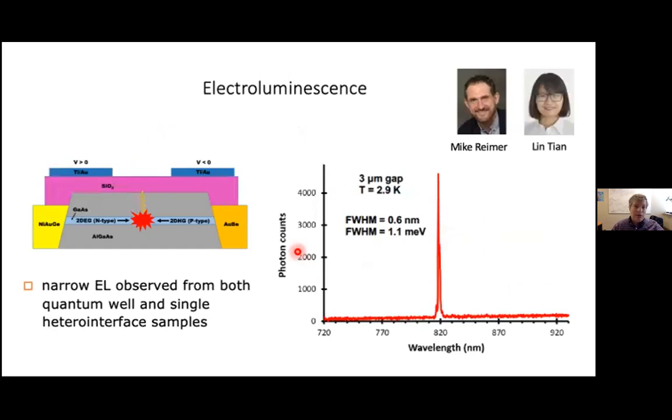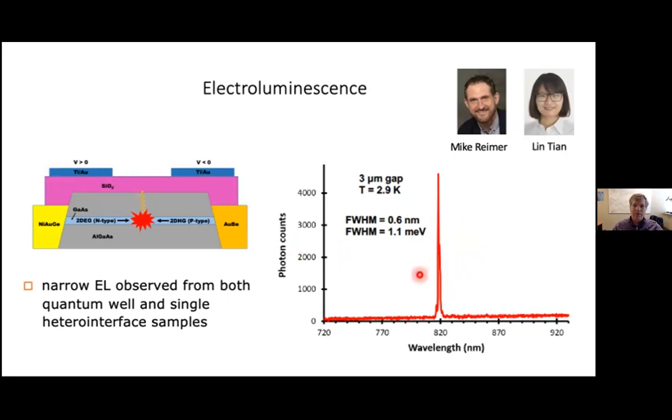Okay, so moving on to talk about electroluminescence, my colleague Mike Reimer here at Waterloo has a photonics lab with an optical cryostat. So together with him and his postdoc, Lin Tian, we've collected electroluminescence data from these devices. Now, I should say that I'm not an optics expert myself, but given the interest and the strength that you have at Toronto in quantum optics, I thought I would speak a little bit on this aspect of it. So we observe emission at the expected wavelength around 820 nanometers, which corresponds to the band gap of gallium arsenide.